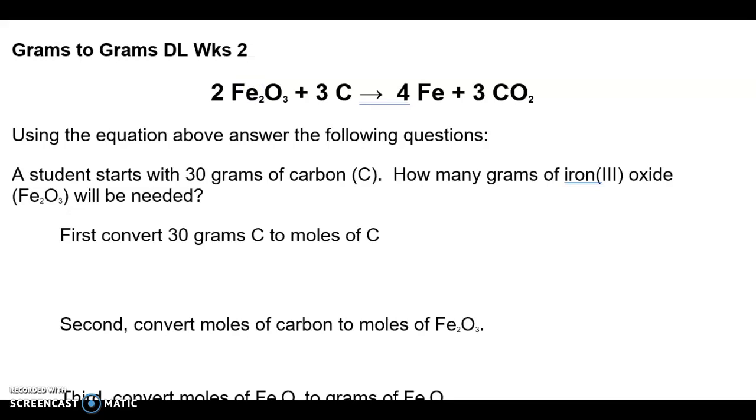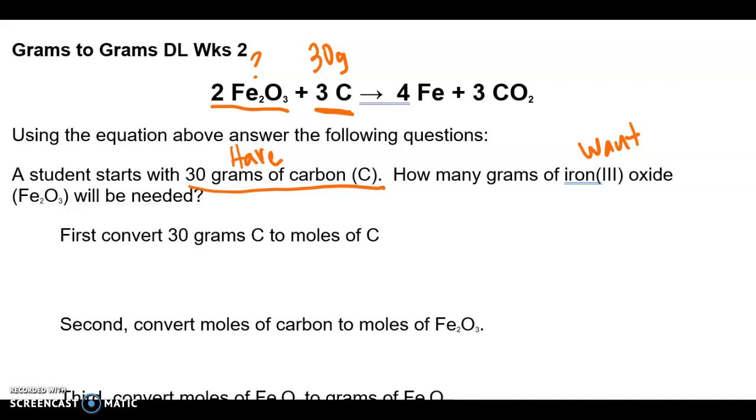It says a student starts with 30 grams of carbon. So this is what we have. And it wants to know, we have 30 grams of that. It wants to know how many grams of iron 3 oxide we're going to need. So this is what we want right here. So we have 30. We want to know how many grams of iron 3 oxide we have.